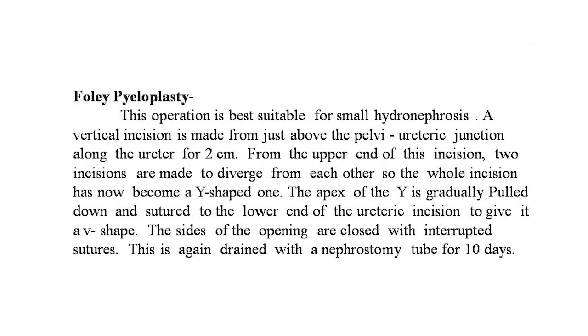Now the Foley's pyeloplasty. This operation is best suited for small hydronephrosis. A vertical incision is made from just above the pelviureteric junction along the ureter for 2 cm. From the upper end of this incision, 2 incisions are made to diverge from each other, so the whole incision has now become a Y-shaped one. The apex of the Y is gradually pulled down and sutured to the lower end of the ureteric incision to give it a V shape. The sides of the opening are closed with interrupted sutures. This is again drained with a nephrostomy tube for 10 days.